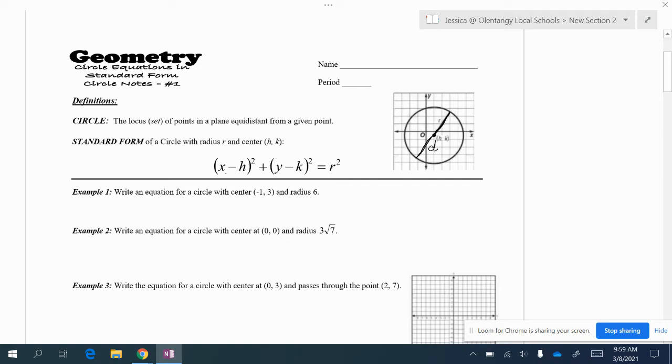And this is a standard form. So we name our center on the inside of our parentheses. So this would be the x coordinate of our center, h. K is our y coordinate of our center, and then it's equal to our radius squared.